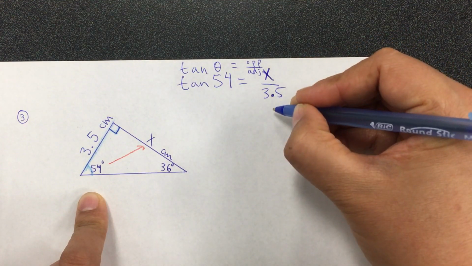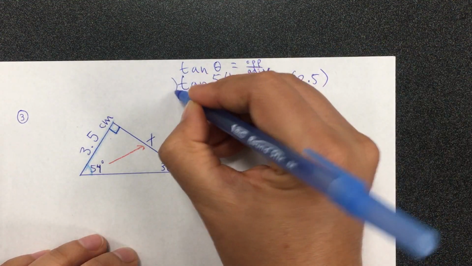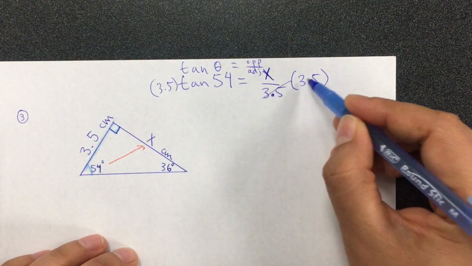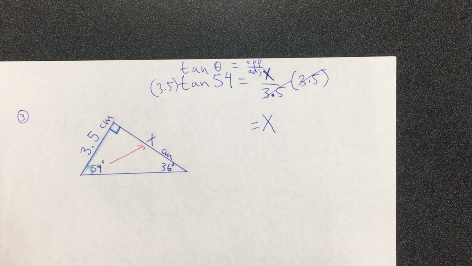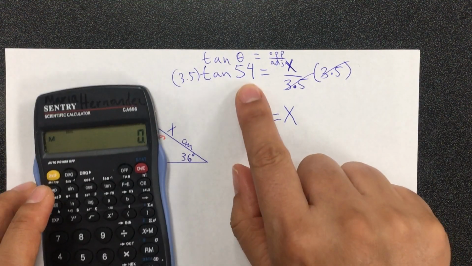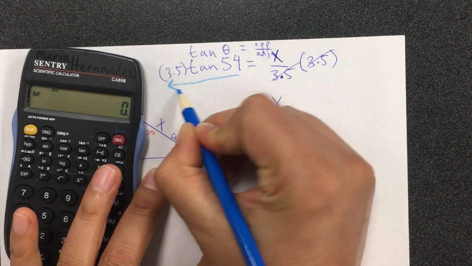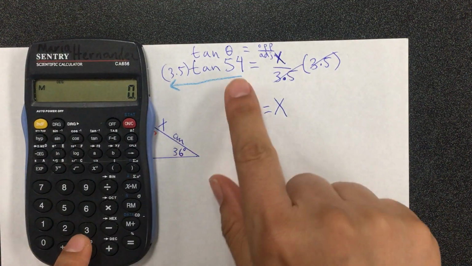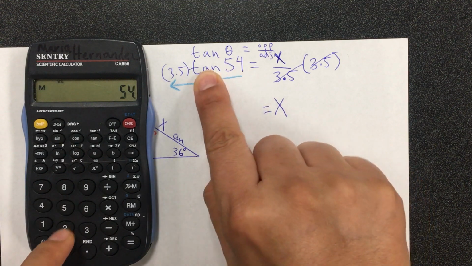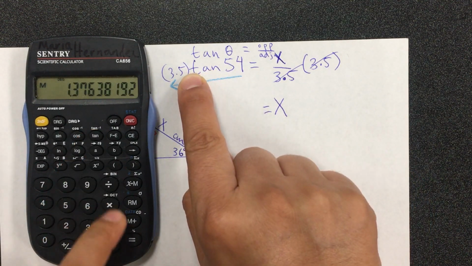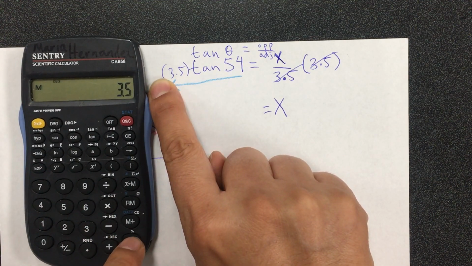In here, we're dividing by 3.5. I can multiply by 3.5 on both sides. This cancels, and x is by itself, which is great. Okay, in this calculator, remember, for this one it's backwards. Let's try to do it without the explanation. So it's backwards, just 54 tangent times, don't forget the times, 3.5, and then just press equal.